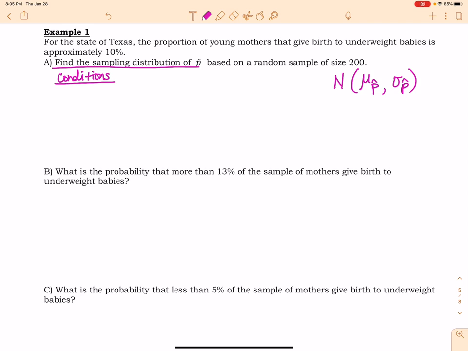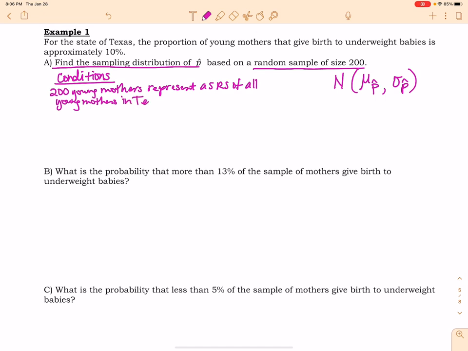Okay, so the first thing is, is it a random sample? And we're told in the problem that it is in fact a random sample. So 200 young mothers represent a simple random sample of all young mothers in Texas. Okay, and my handwriting is poor, sorry. So that's the first condition.